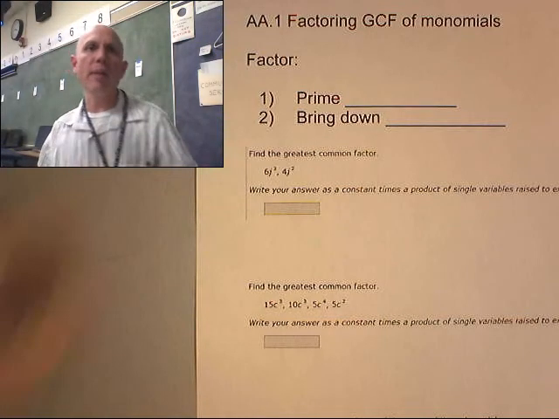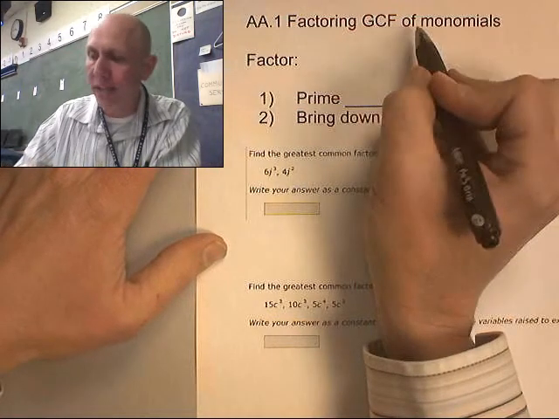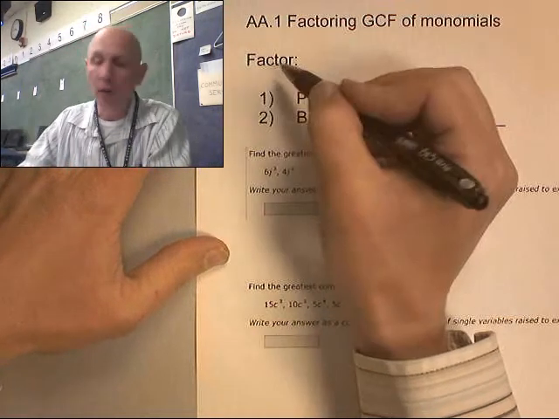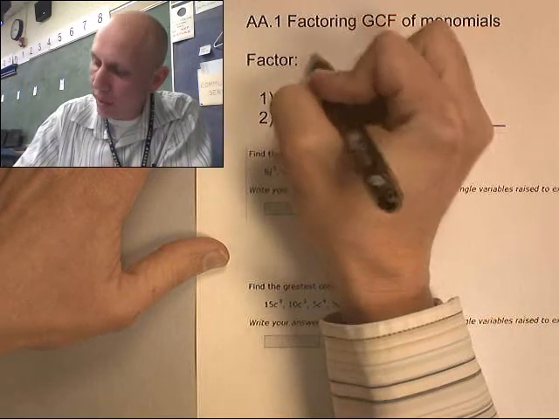Okay, a little bit of vocabulary on this one. We're looking at factoring GCF of monomials, or factoring the greatest common factor of monomials. What does it mean to factor? Factoring means to break into products.